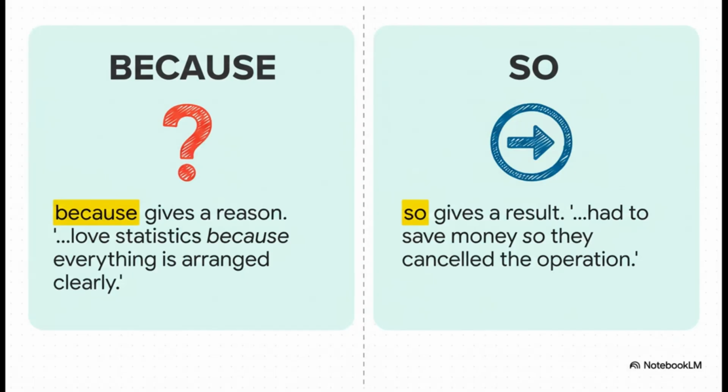All right, let's zoom in on because and so. Sometimes they can be a little confusing, but here's the simple difference. You use because to give a reason why, and you use so to show a result of something. Reason versus result. Got it?